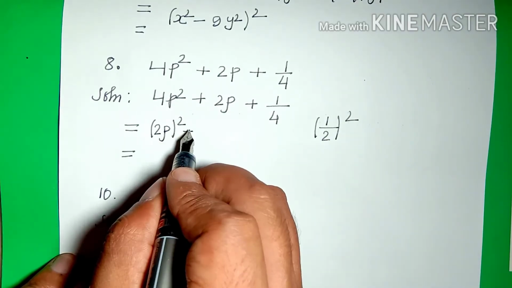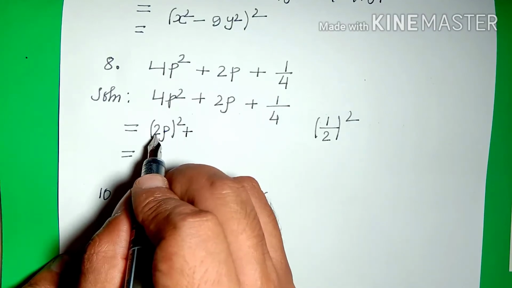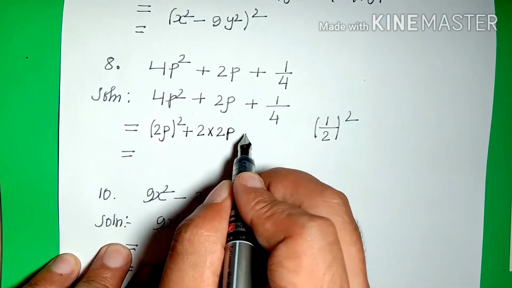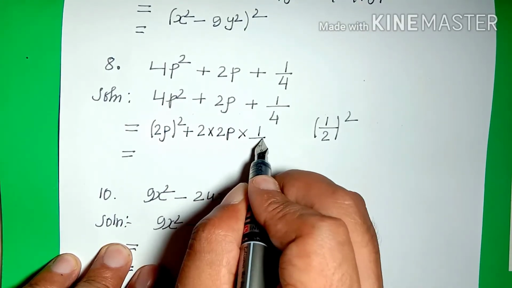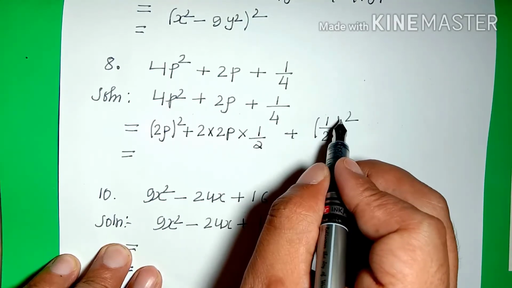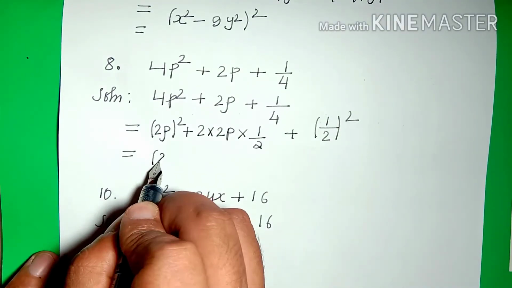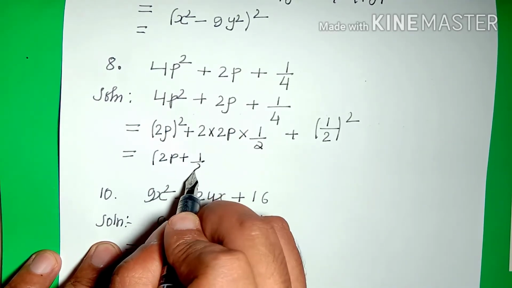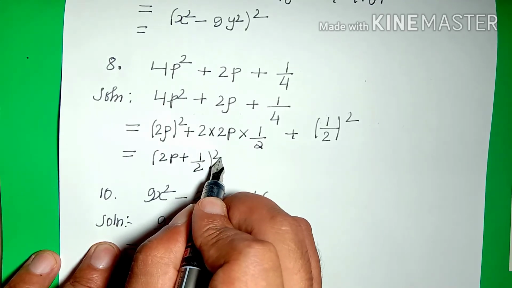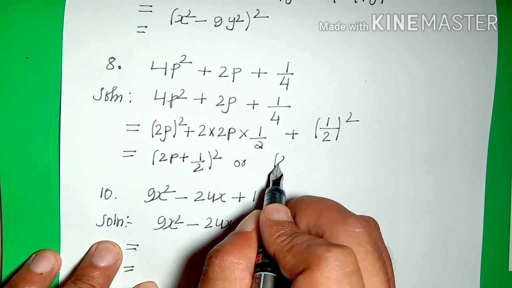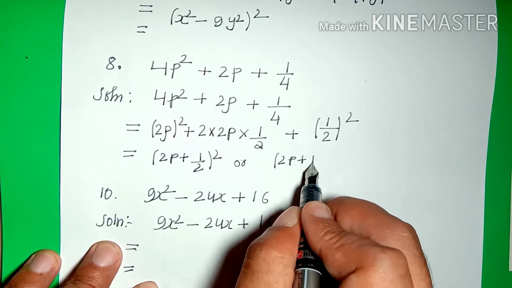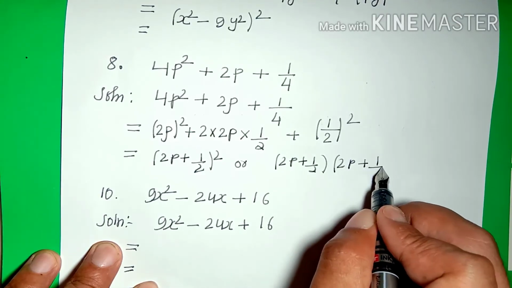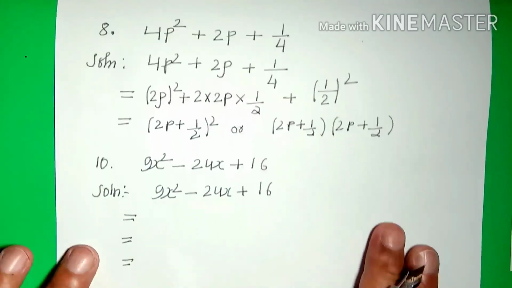Now the same sign we drop here, plus. After that, filled with the formula a square plus 2 into a, which means 2p, into b, which is 1 by 2, plus b square, and that implies a plus b. B means here 1 by 2, the whole square. Or we can also write this 2 times, 2p plus 1 by 2 into 2p plus 1 by 2. The next one here.